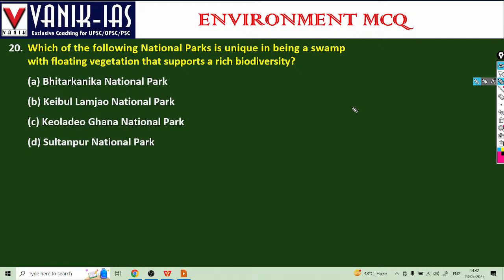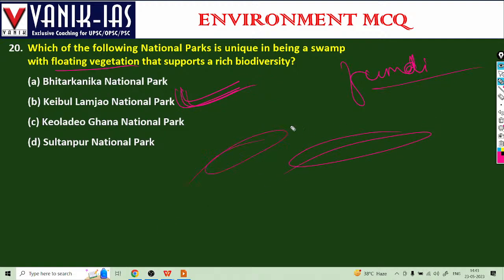Which of the following national parks is unique in being a swamp with floating vegetation that supports rich biodiversity? Bhitarkanika National Park, Keibul Lamjao National Park, Kailadevi Ghana National Park, Sultanpur National Park. Unique means floating vegetation, also called phumdi, where the Sangai deer is generally present. That is in Keibul Lamjao National Park. B is the answer.